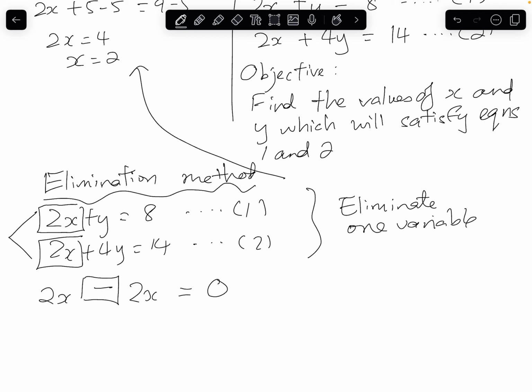Now, does it matter if you take the first 2x and subtract this 2x, or take the second 2x and subtract the first? It doesn't really matter in this case, because both of them are just positive 2x.